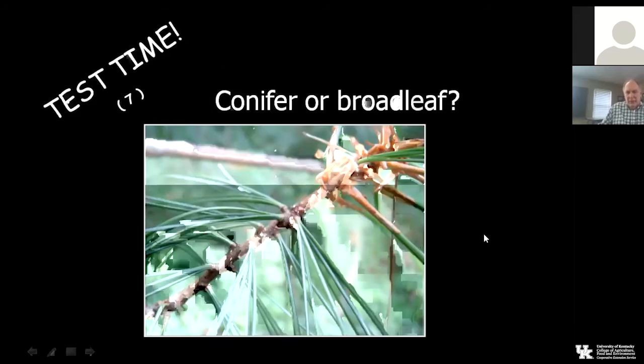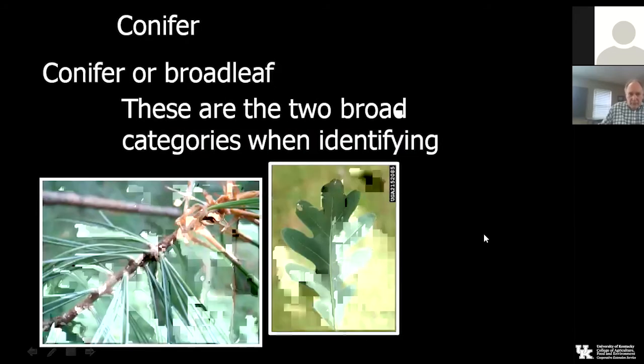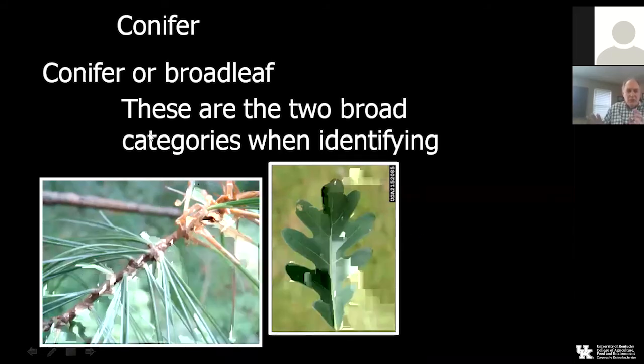Conifer or a broadleaf? I hope we get this one. This is a conifer. Just wanted you to recognize again that there are 2 major subdivisions when you're talking about plant identification. The conifers and the broadleaves. This is a white pine. You can see that there's 5 needles coming out of here, and this is a white oak, broadleaf.